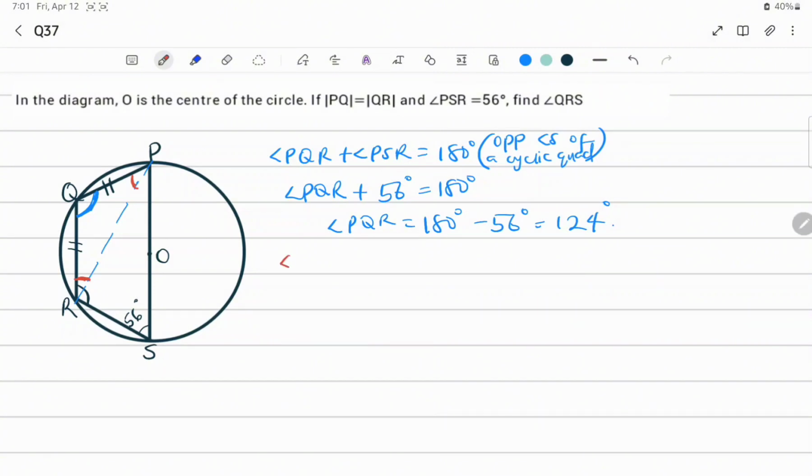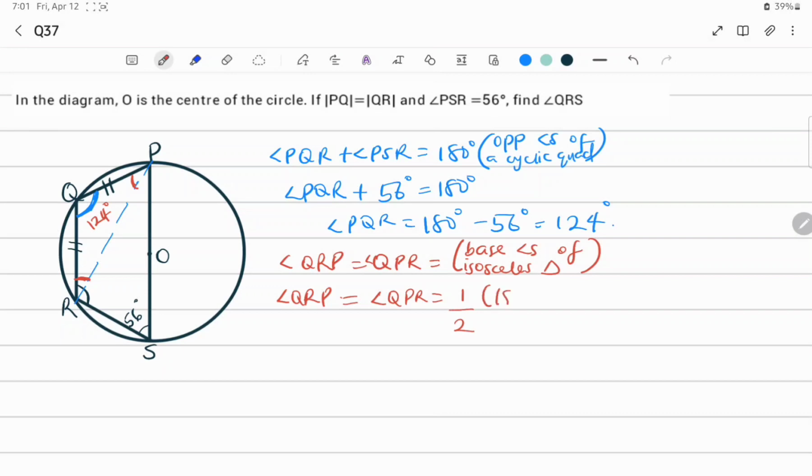That means angle QRP will be equal to angle QPR because they are base angles of an isosceles triangle. So if PQR that we just calculated is 124 degrees, that means QRP, which is the same thing as QPR, will be half of the difference between 180 degrees and 124 degrees.